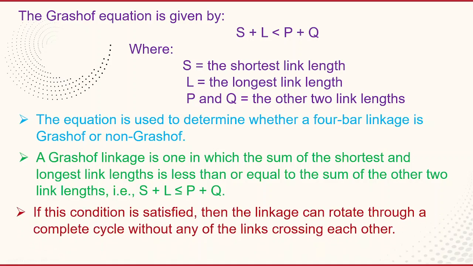If this condition is satisfied, then the linkage can rotate through a complete cycle without any of the links crossing each other. So overlapping and crossing do not happen once it satisfies this equation. If not satisfied, all these problems may arise. That's why before going to the design, we want to verify whether the Grashof equation is satisfied or not.